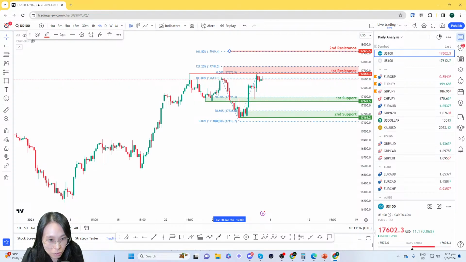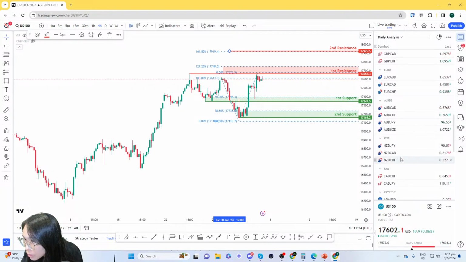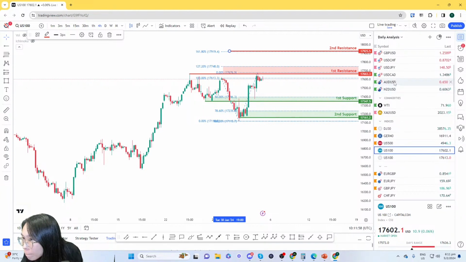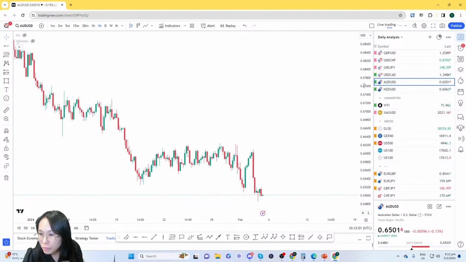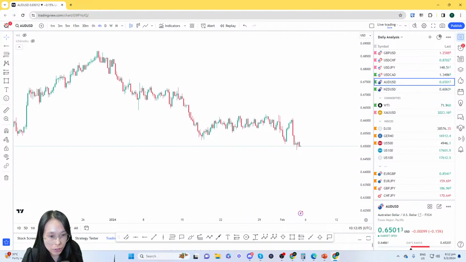Next, I have a request for Aussie dollar. Hi, morning, Ren. Pound dollar, yes. I will do the pound dollar after Aussie dollar. You're welcome, Kevin. So I'm gonna do Aussie dollar. That's my Aussie dollar. Okay, so here's the chart for Aussie dollar.